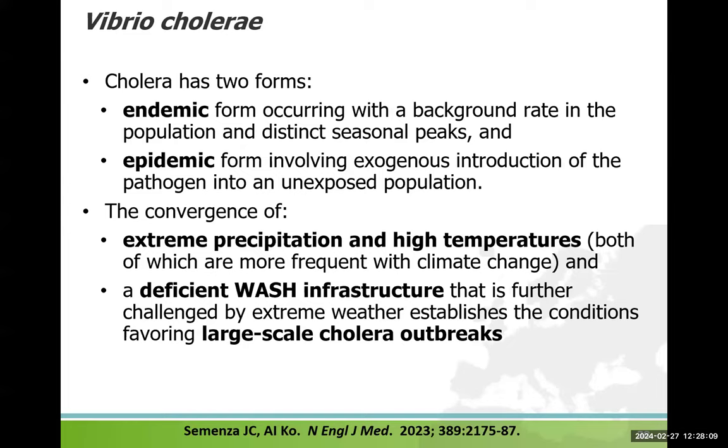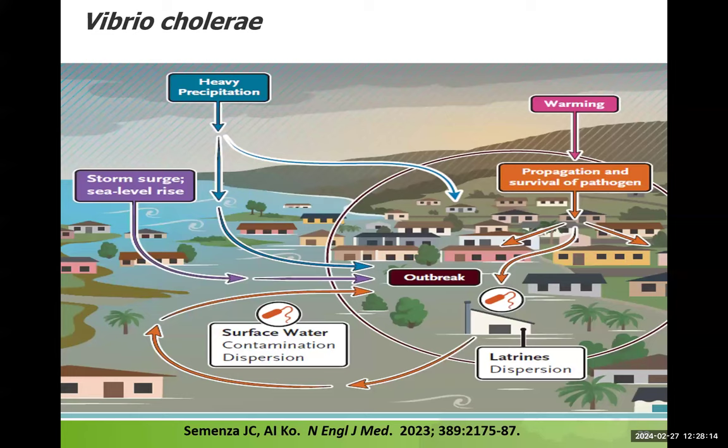And here again is a diagram. In this case, we have the blue for precipitation, but the pink for the warming, the increase in temperature. And then here, the purple on the left, you can see the storm surge sea level rise. So there are three climate hazards on this particular slide here. And in orange, again, we have the Vibrio bacteria that's now dispersed from houses in the outbreak area, but also due to the flooding of the latrines that leads to dispersion, and that in turn leads to contamination and dispersion of the bacteria and these outbreaks in this community here.